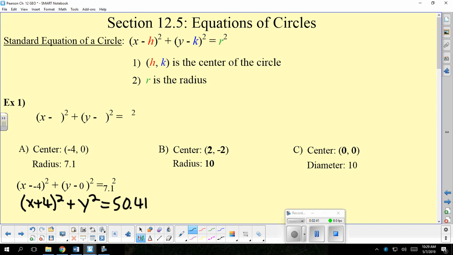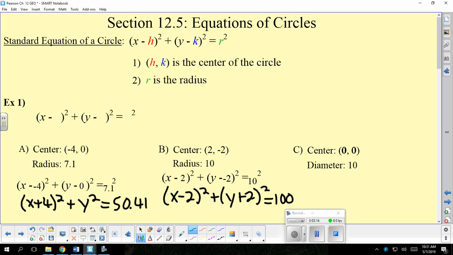You guys try those B and C. I'm going to pause it right here for a second. So again, I'm going to go ahead and take my shell. And I'm going to move my center there and there. And then I'm given a radius here. So I have (x minus 2) squared plus (y plus 2) squared equals 100. There's the equation of that circle.